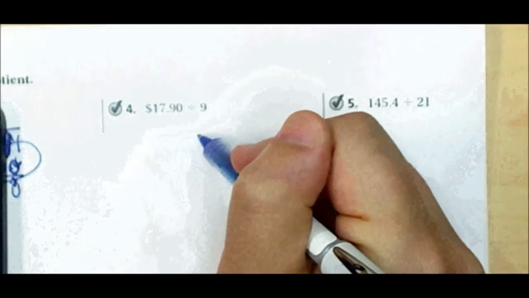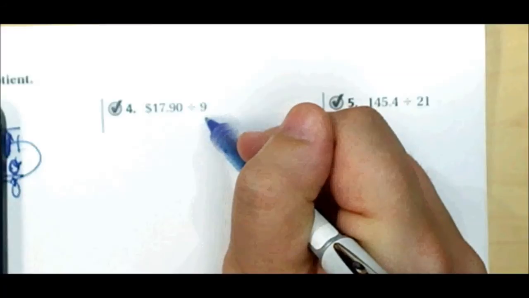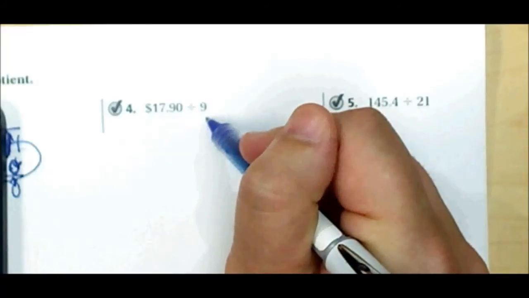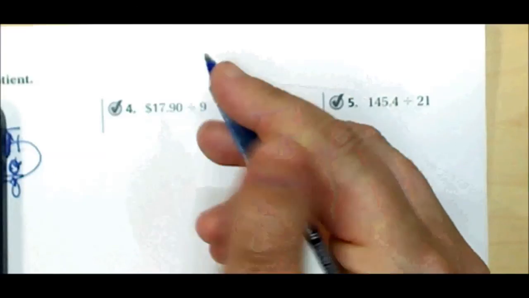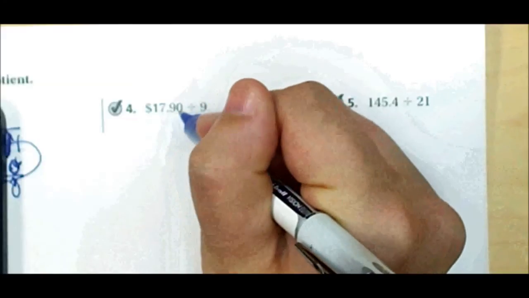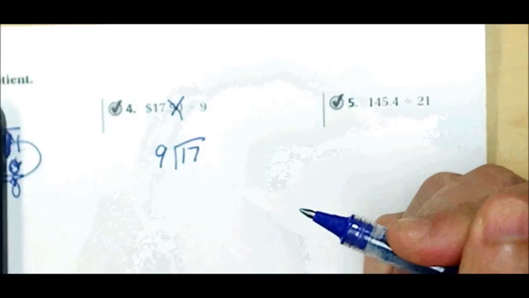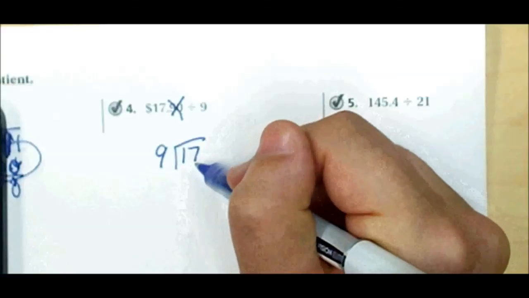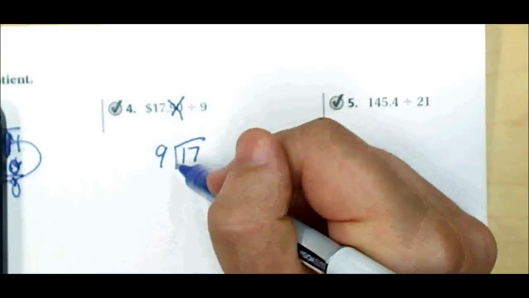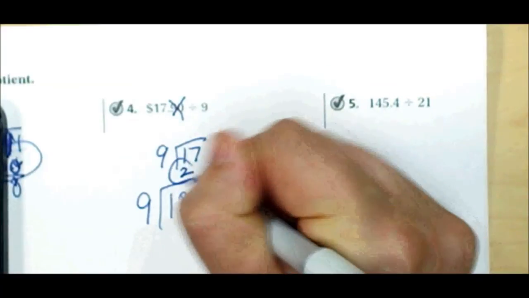17.9 divided by 9. I don't need to round the 9. That's not going to make my problem any easier. So I'm just going to leave it as a 9. Now this 0.9, I don't need that. I don't need to be that precise because this is estimating. So I have 17 divided by 9. I think about, well, what can I change the 17 to that is divisible by 9? I change it to 18, and I divide that by 9, and then I get 2, and that is my estimate.